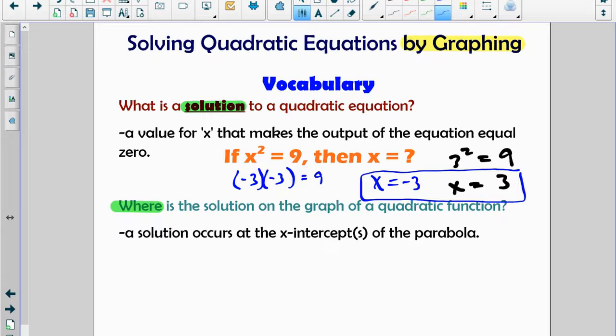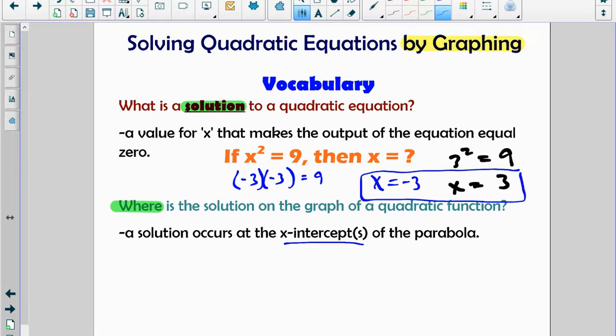And most of the time, we will get 2 solutions to a quadratic equation. Very rarely is there 1 or no solutions, but that is possible too. And we'll talk about that again in the future. So where is the solution on the graph of a quadratic function? If we're going to solve by graphing, it's important to note where we find these answers. Last unit, we looked at different features of quadratics. We focused a lot on the vertex, the y-intercept, whether the parabola opened up or opened down, if there's a minimum, a maximum, and so on.